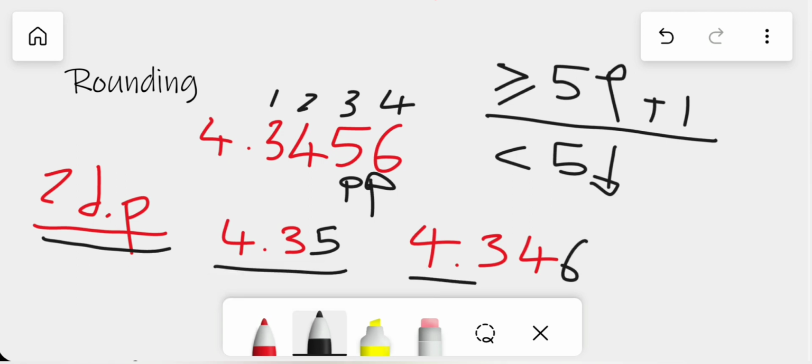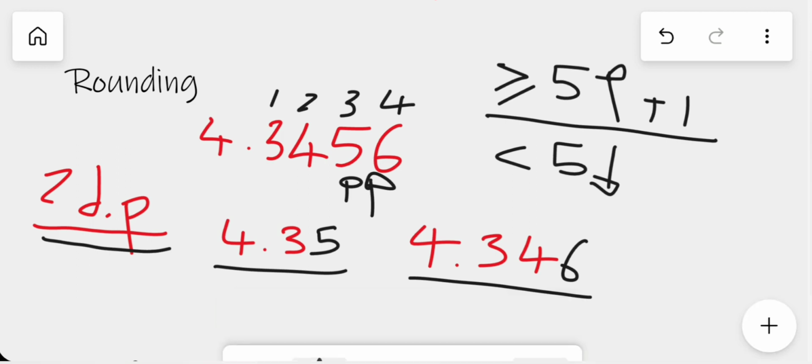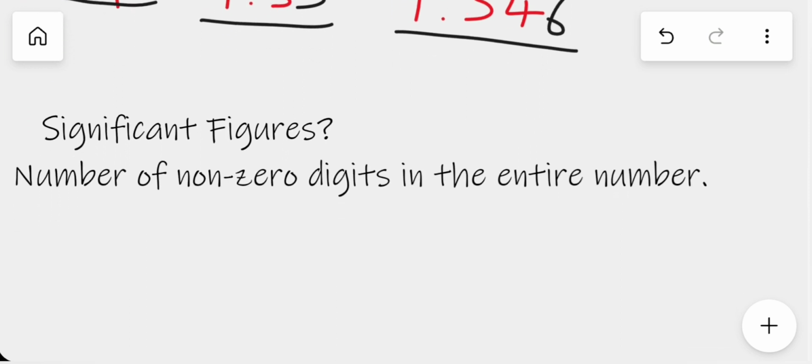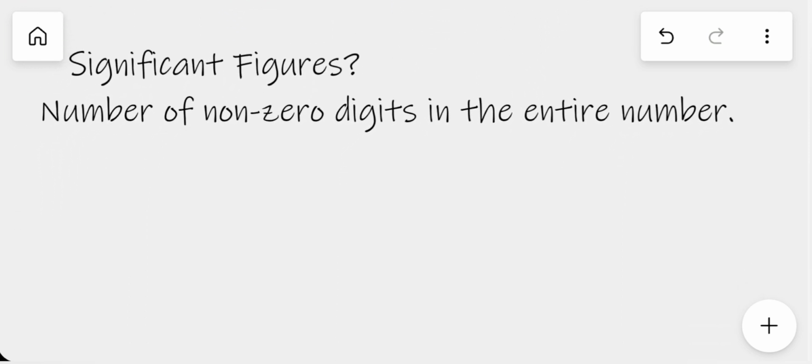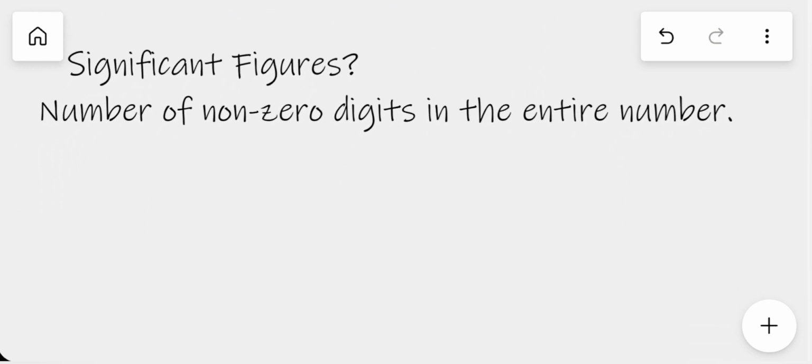There you go. Now, we're going to check out the other aspect of why our students are afraid of this topic, and it is called significant figures. And I want to address this carefully so that students will understand it in its entirety. So significant figures now are basically the number of non-zero digits in the entire number. What do we mean by non-zero digits?